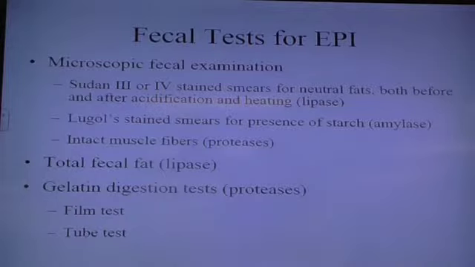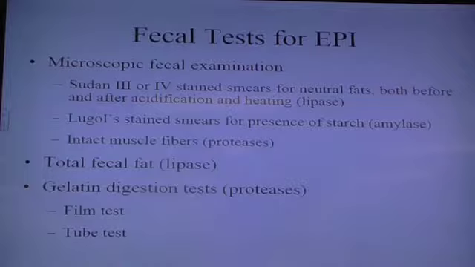You can also stain for starch. Why starch? What's a starch? It's a complex carbohydrate. Can the animal absorb starches? What does it have to break down into? It has to break down into the monosaccharides and disaccharides, right? What enzyme from the pancreas starts that process? Amylase.